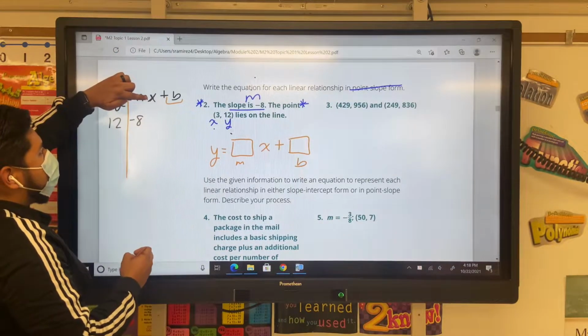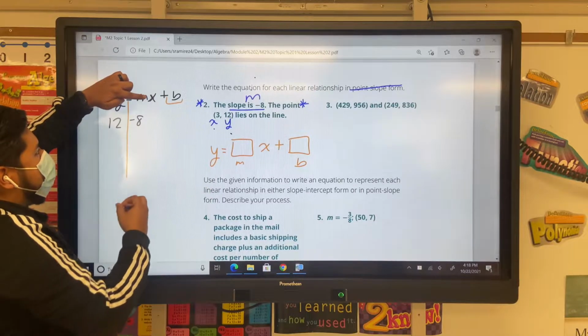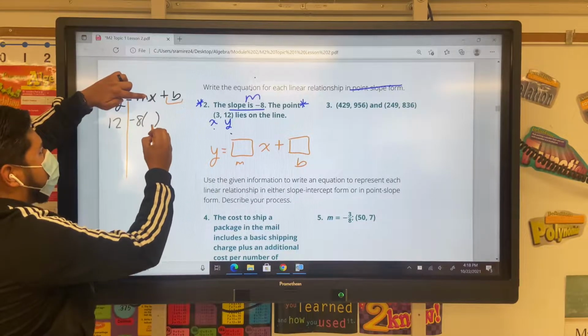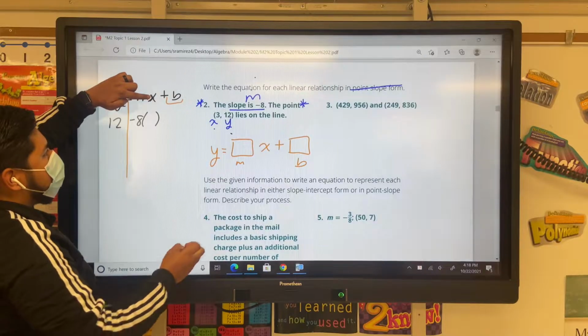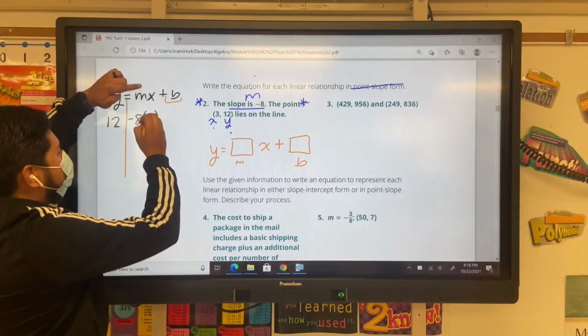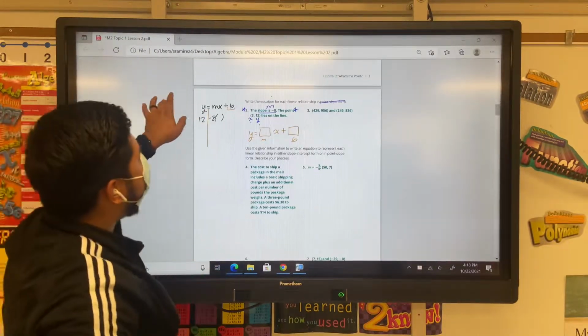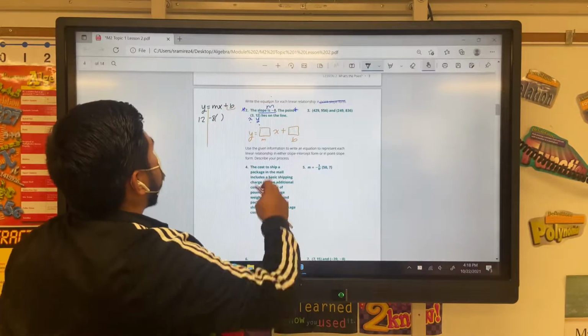Next, x. Since x and m are right next to each other, I must put parentheses. Who is my x? 3. Oops, sorry. Accidentally touched the board. Sorry.